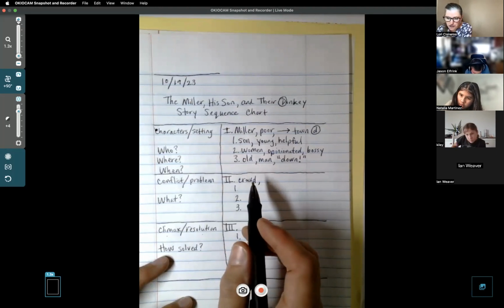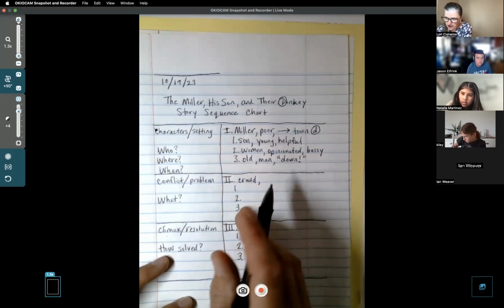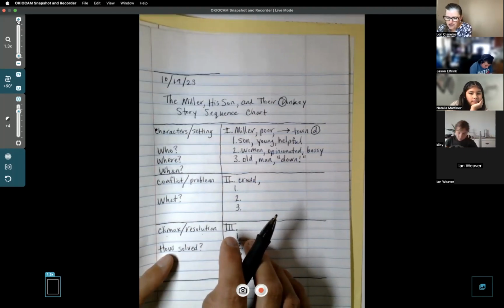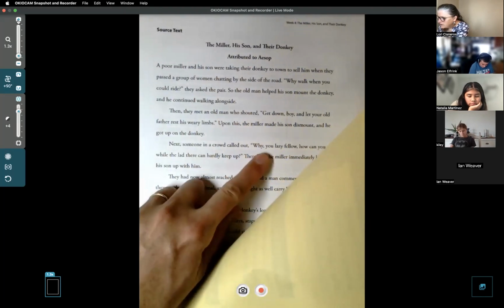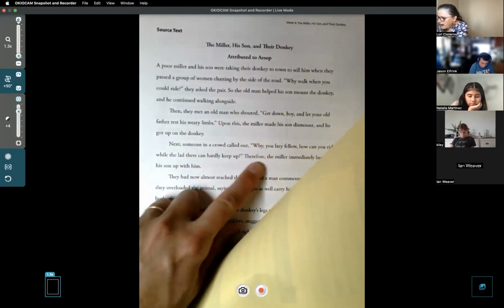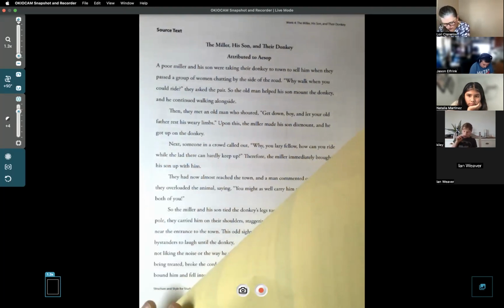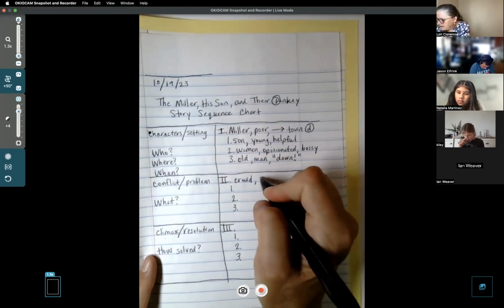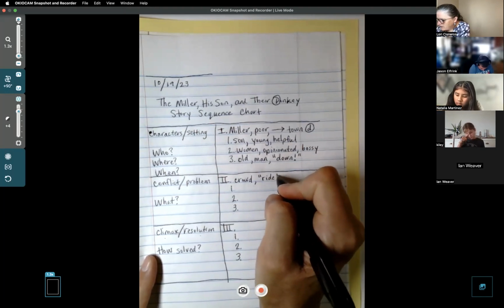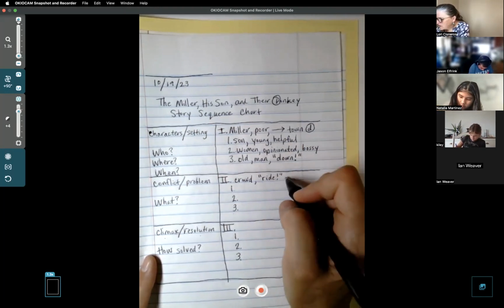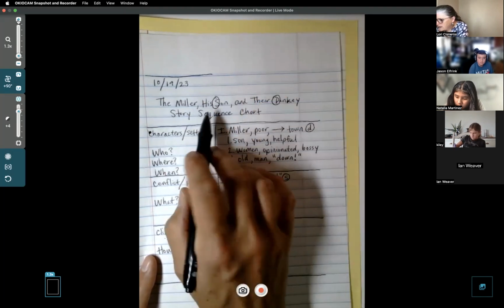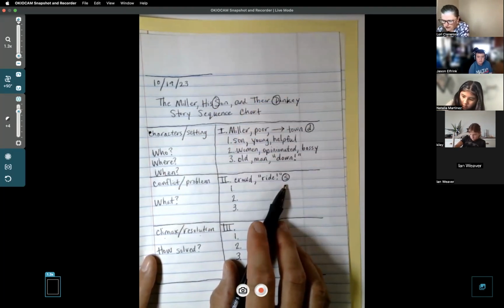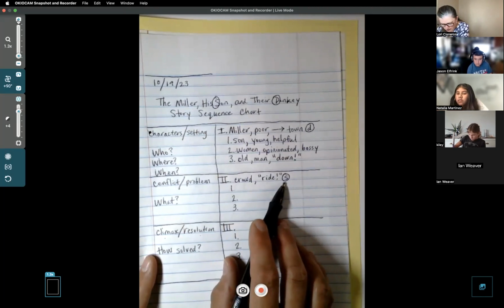And now it's starting to get irritating for the donkey, especially. Ian's right. The donkey's tired and he's done with all the commenting around him. He's getting frustrated. And so the crowd says, so how can you ride while the lad there can hardly keep up? So they're saying, ride. And the son, I'm going to put an S with a circle. I'm also going to circle son in the title so I can remember that's for the son. It's a little symbol here. So the crowd says, ride and let the son ride.